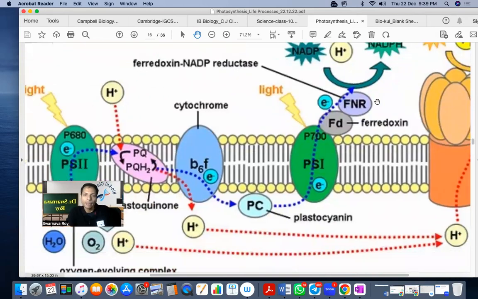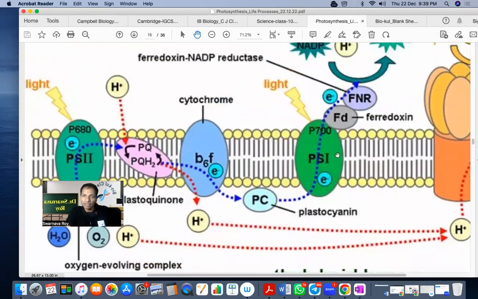All right. And one thing we have to understand is PS1 does not split water. The question is, how do the pigment molecules go from an excited state down to a ground state? They do it by taking the electron from plastocyanin. You see the plastocyanin is waiting here with the electron from the PS2. So now this electron is transferred, and this helps the pigment molecules in the PS1 to return to the ground state.